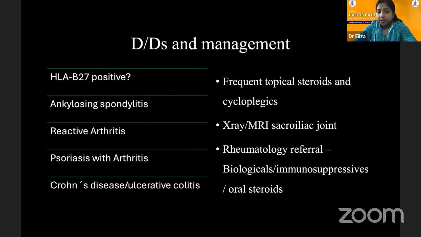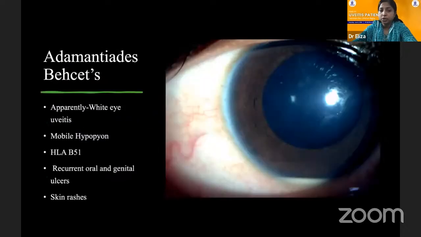The other diseases in the spectrum of HLA-B27 positive disease include reactive arthritis. Here urethritis will be there, so urine routine and microscopy should be done. Psoriasis with arthritis: again, general examination is enough to detect psoriasis. Again, a history suggestive of inflammatory bowel disease should be taken. Now, based on the severity of disease, you can plan biologicals, immunosuppressives, or oral steroids. Rheumatology referral is very important because all these diseases do have systemic implications.